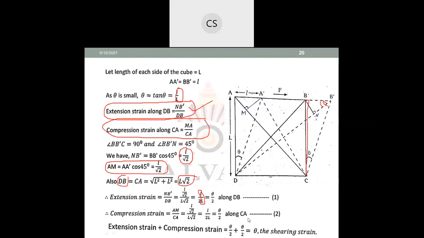So therefore, shearing strain: when you add compression strain and extension strain, you will get shearing strain. Shearing strain is a result of compression strain and extension strain. So extension strain plus compression strain, that is theta by 2 plus theta by 2, which is equal to theta. That is nothing but shearing strain. So that is the relationship between extension strain, compression strain and shearing strain. Shearing strain is nothing but the sum of extension strain and compression strain. Is it clear?